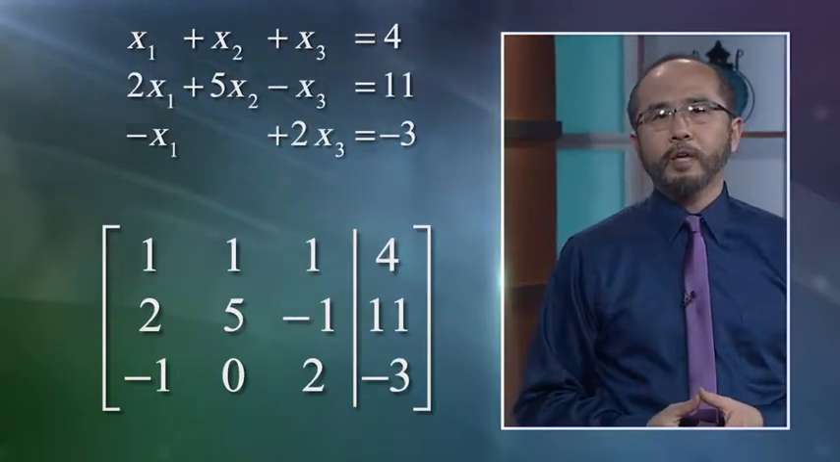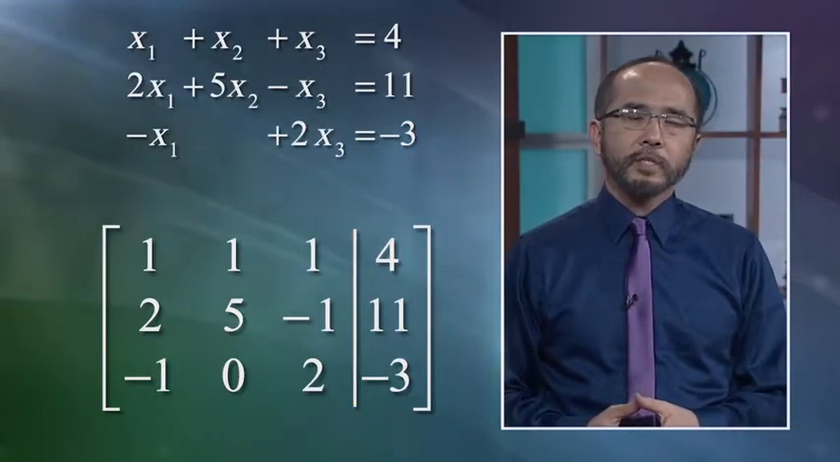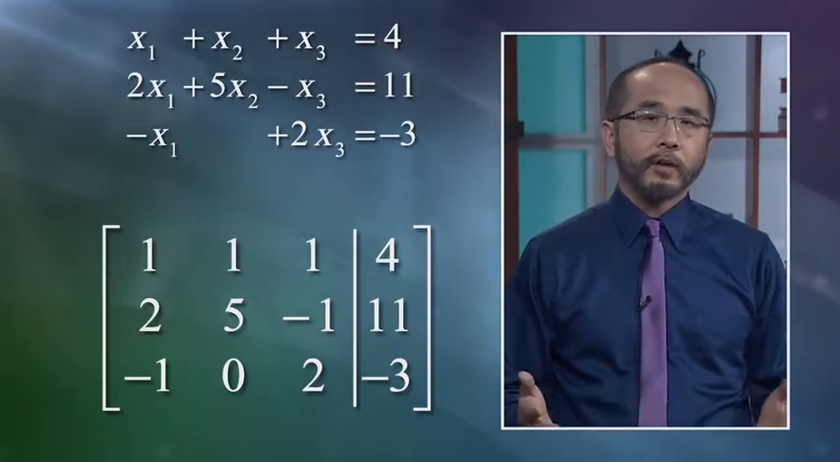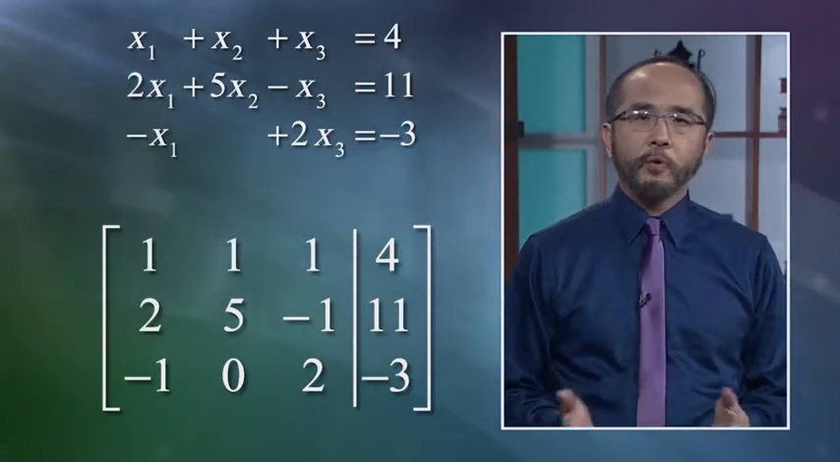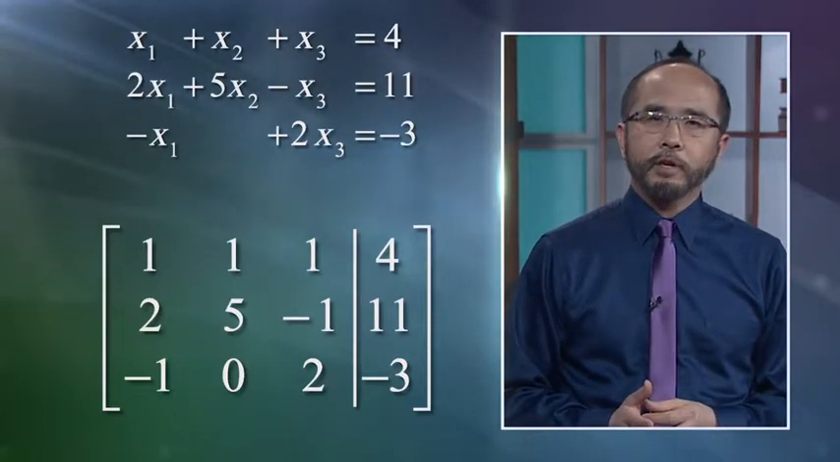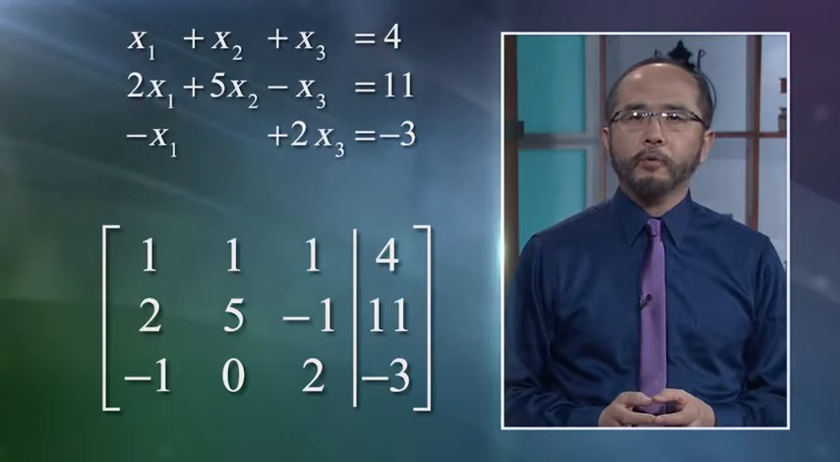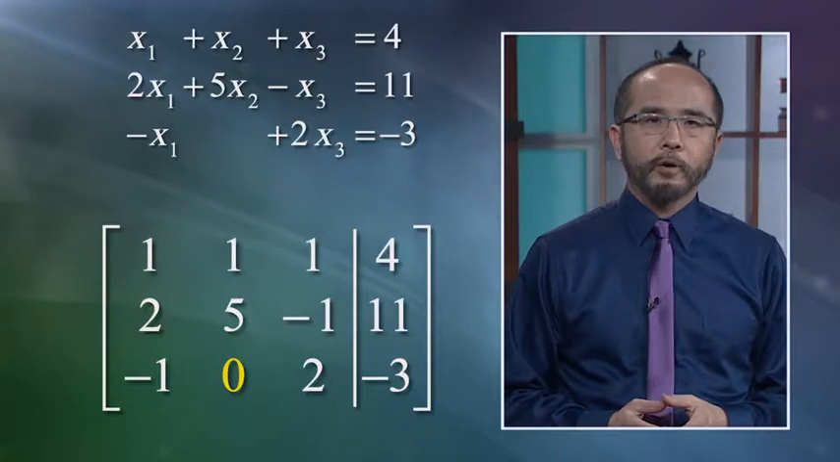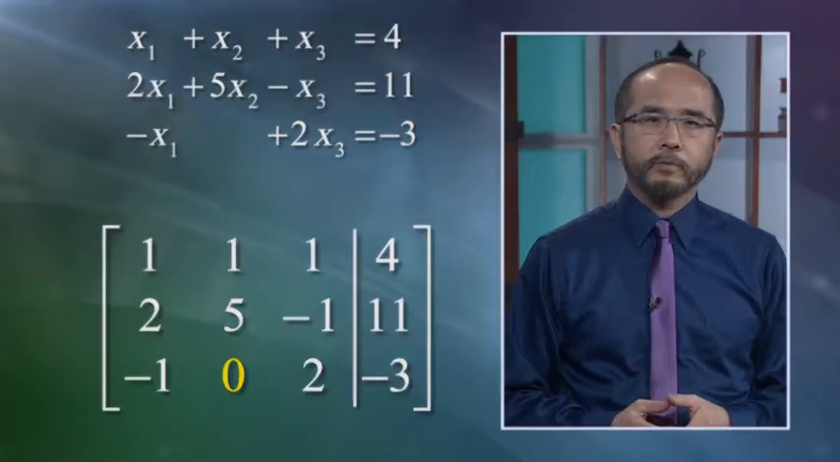Remember, this augmented matrix is just a shorthand for a system of linear equations. It just shows me the coefficients rather than writing out all the variables. If an equation doesn't have a variable, I can think of the variable as having the coefficient 0. Like our third equation had no x2, so we have a 0 in the third row in the x2 position.